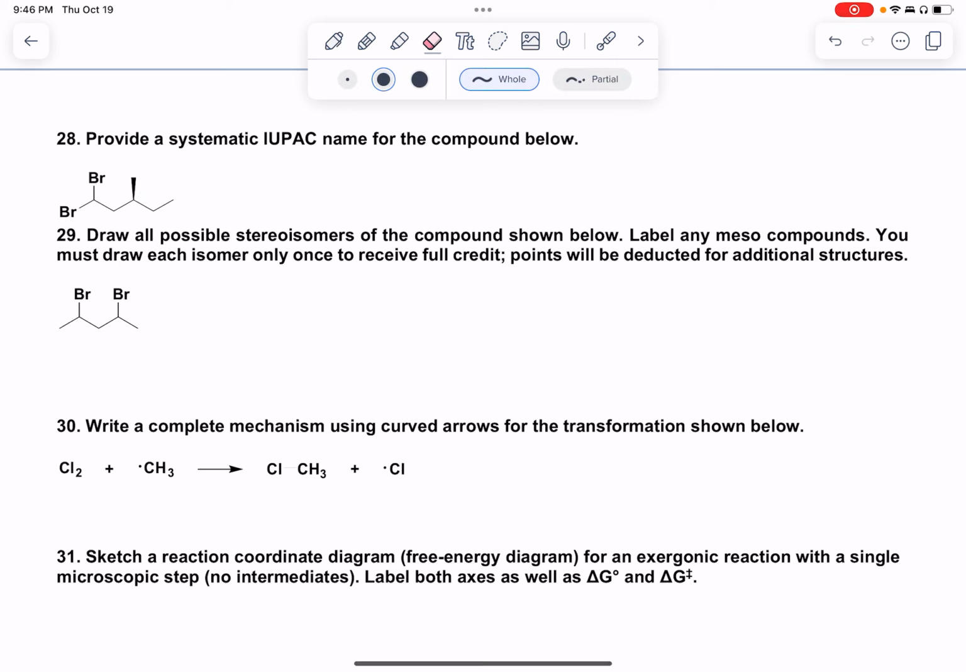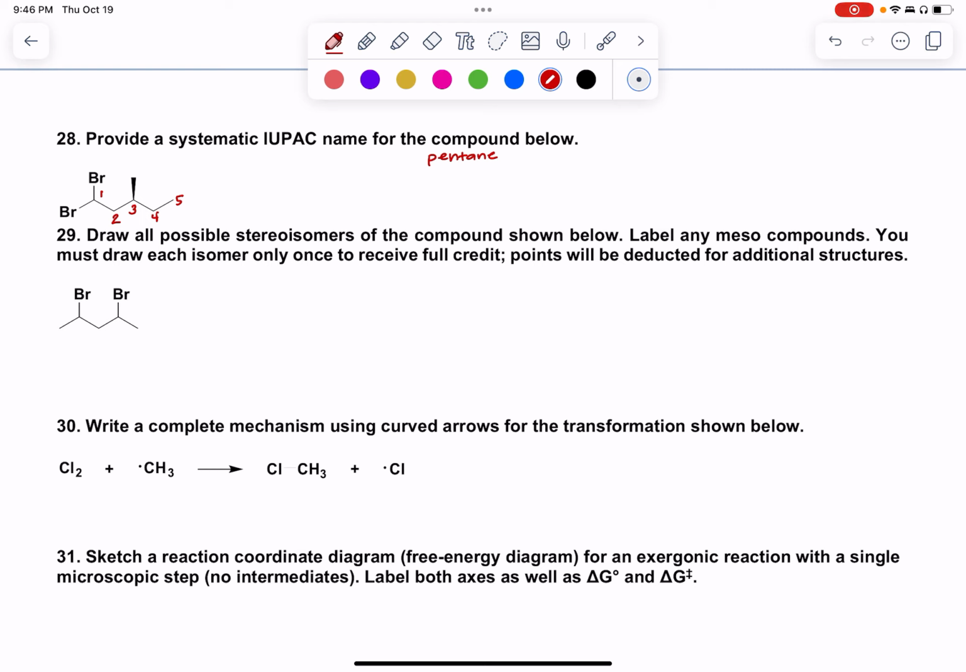So first, let me just name my chain. Let me number my chain. I see these two bromines here. That's a good indicator. That's where I should start. They're closest to the first carbon. In fact, they're on the first carbon. So that's 1, 2, 3, 4, and 5. So this is a pentane.